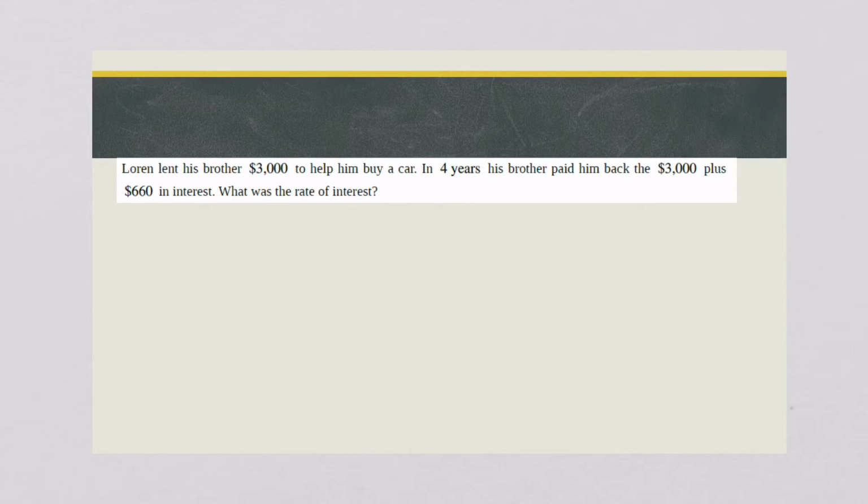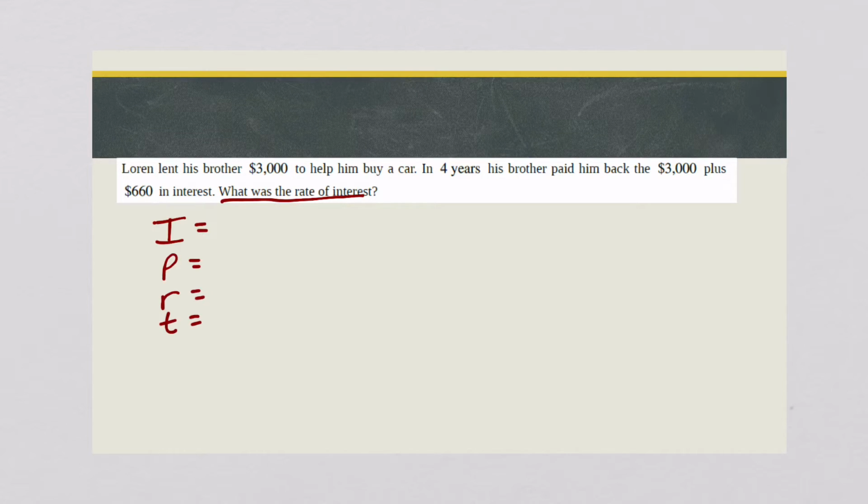Okay, so Lauren lent his brother $3,000 to help him buy a car. In 4 years, his brother paid him back the $3,000 plus $660 in interest. What was the interest rate? So let's look at that. So I, P, R, and T. Those are the 4 pieces of information. You got to have 3 of them to find the 4th.